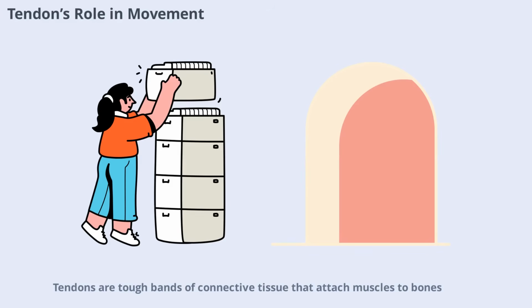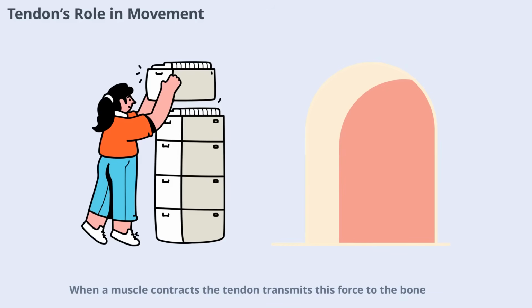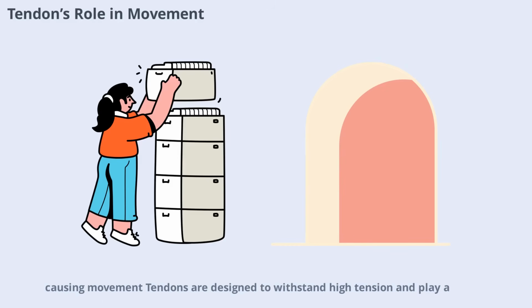Tendons are tough bands of connective tissue that attach muscles to bones. When a muscle contracts, the tendon transmits this force to the bone, causing movement. Tendons are designed to withstand high tension and play a critical role in the efficiency and safety of our movements. Their elasticity also helps store and release energy, making activities like running and jumping more effective.